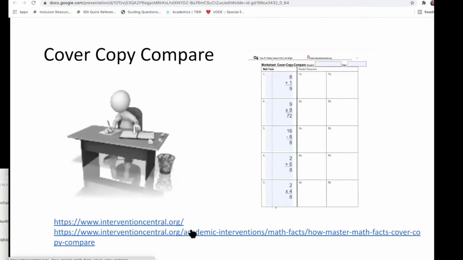All right, cover, copy, compare. Has anybody here used this? Just yes or no? You've used cover, copy, compare before. If you've been to interventioncentral.org, this is one of the big things on here that you can do. I love cover, copy, compare because it gets the students with fluency.